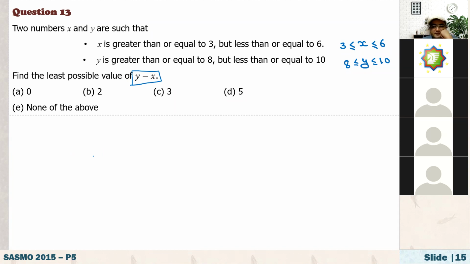What is it? Well, 3. Three possible value, variant C. Yes. But why not 2? Because here Y equals 8, it can be 8, and X can be 6. The difference is 2. It's smaller.